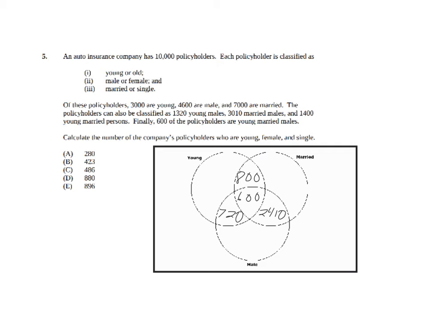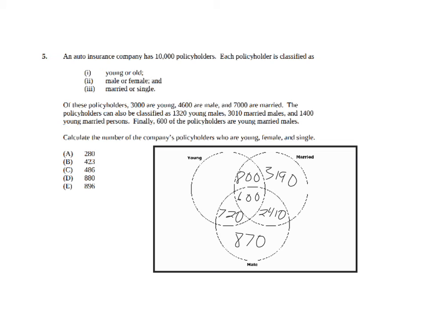Next, I go to the category of marrieds, which is 7,000. We already have three numbers in there, 800, 600, and 2,410, and they have to all add up to 7,000. I've already done the calculation here, which you can do on your own, and this should be 3,190 in this space here. Similarly, we can take the category of male, of which there are 4,600, and subtract the numbers that are already there. That leaves 870 that must be in this space. That makes that whole circle add up to 4,600.